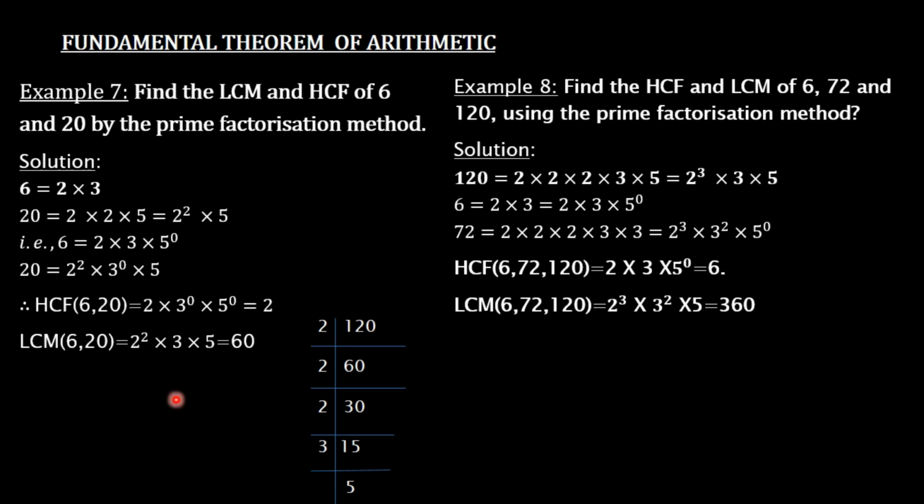Then we have an important result here, that is LCM of A, B, C into HCF of A, B, C is not equal to A times B times C. Just as in the case of two numbers, we cannot write LCM of A, B, C into HCF of A, B, C equal to ABC. The result is not true here for three numbers.